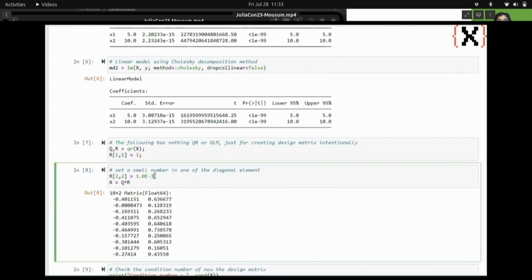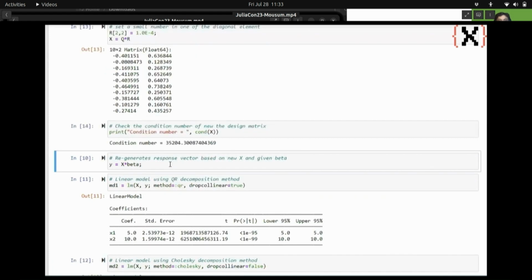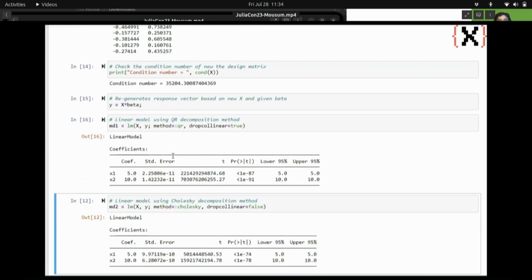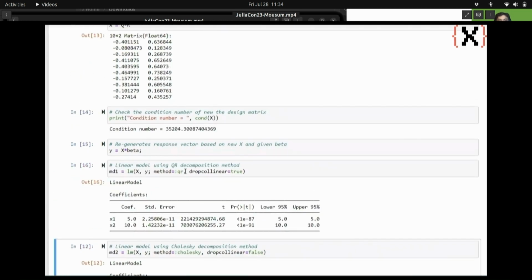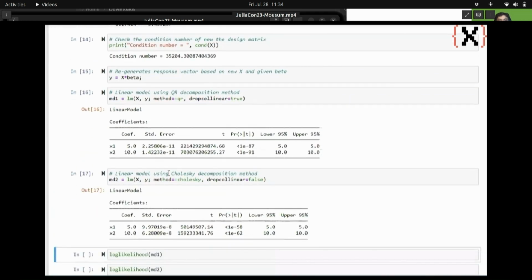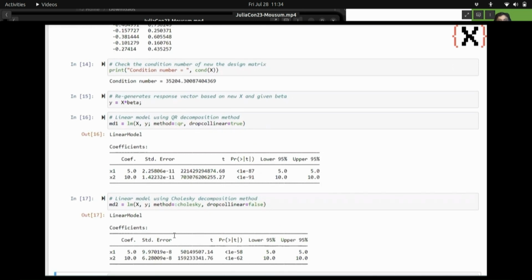So let me take 4 times 10 to the minus 4. We are generating a new design matrix. The condition number of the design matrix is 35204 point something. It is in the scale of 10 to the power 5, but it is less than 10 to the power 6. Now regenerate the response vector. We can see that the estimates of beta using QR decomposition are perfect estimates. Now for Cholesky also, it is a perfect estimate.